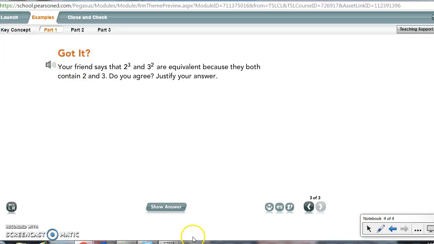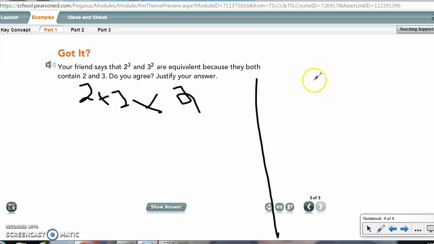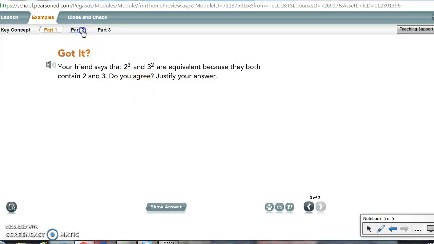Your friend says that 2 cubed and 3 squared are equivalent because they both contain 2 and 3. Do you agree? Justify your answer. So they're saying 2 times 2 times 2 will give you the same answer as 3 times 3. Is 3 times 3 equivalent to 2 times 2 times 2? Show your work and explain why in 2 sentences. When you're done, I'm going to go on to part 2.